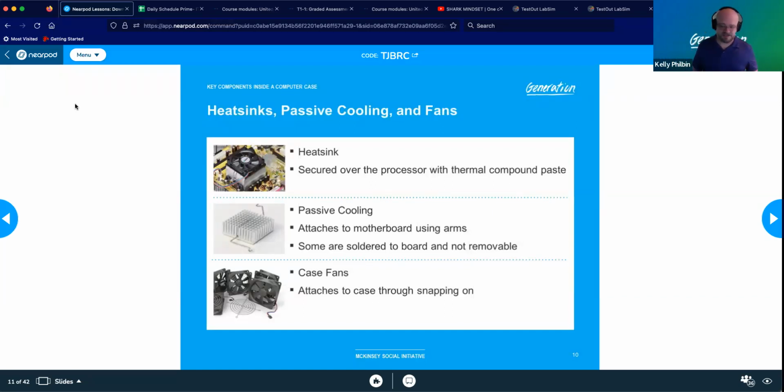Yes, Madhusha, thermal paste is a part of that sandwich, but we'll get into that tomorrow. But good catch. The thermal paste goes between the CPU and the heat sink.